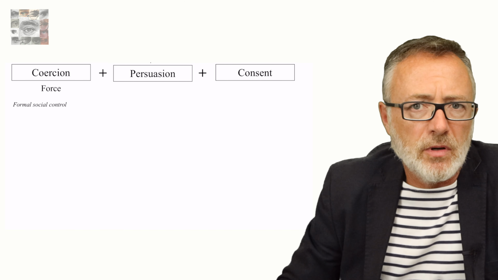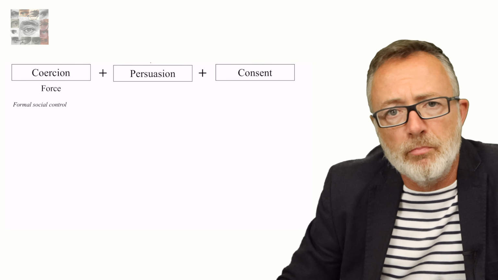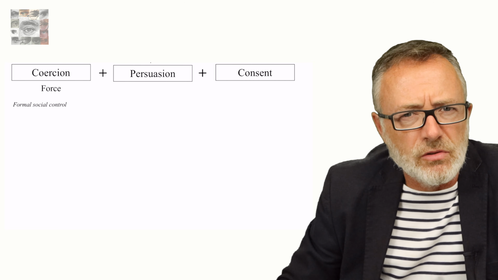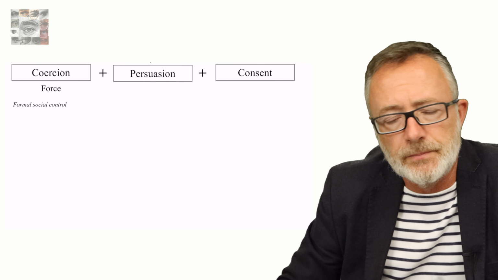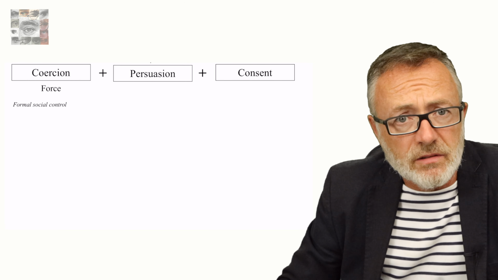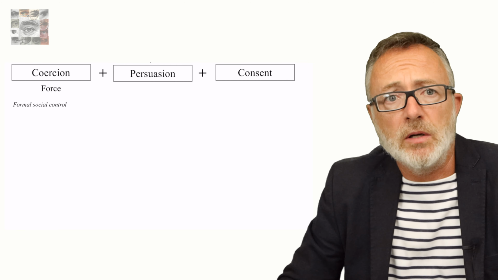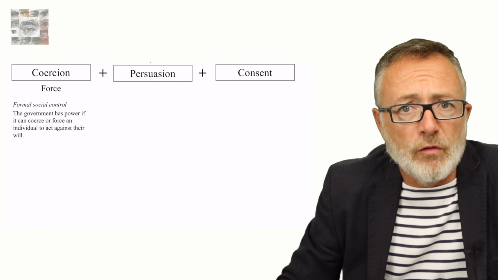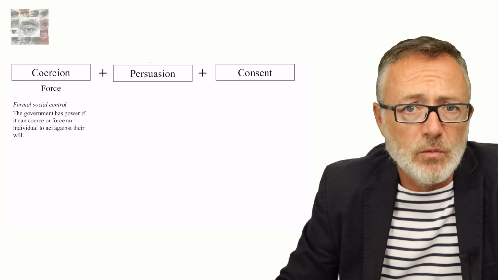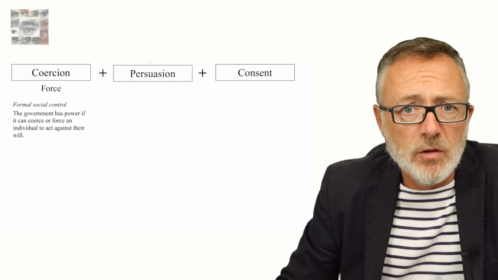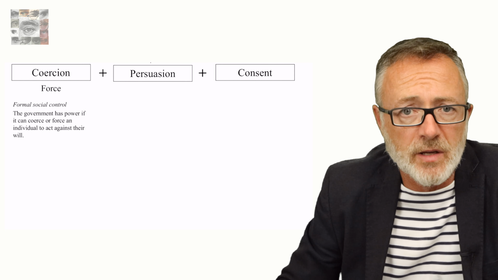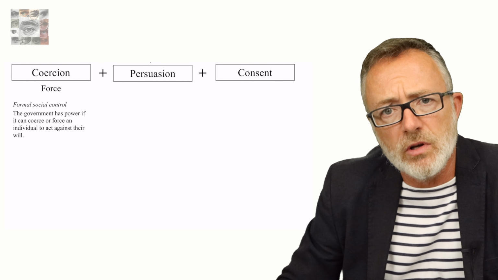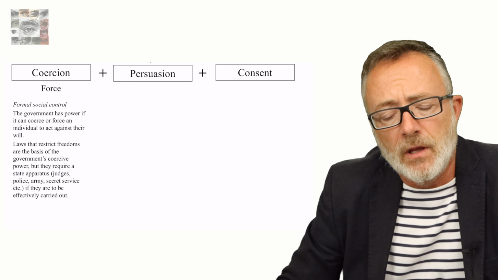It was Max Weber who first said that states are best understood as institutions that have a monopoly of the legitimate use of violence. The state and its government has power. It can coerce or force an individual to act against their will. Nothing and nobody else can legitimately use force against you. That's the point. That's what Weber meant.